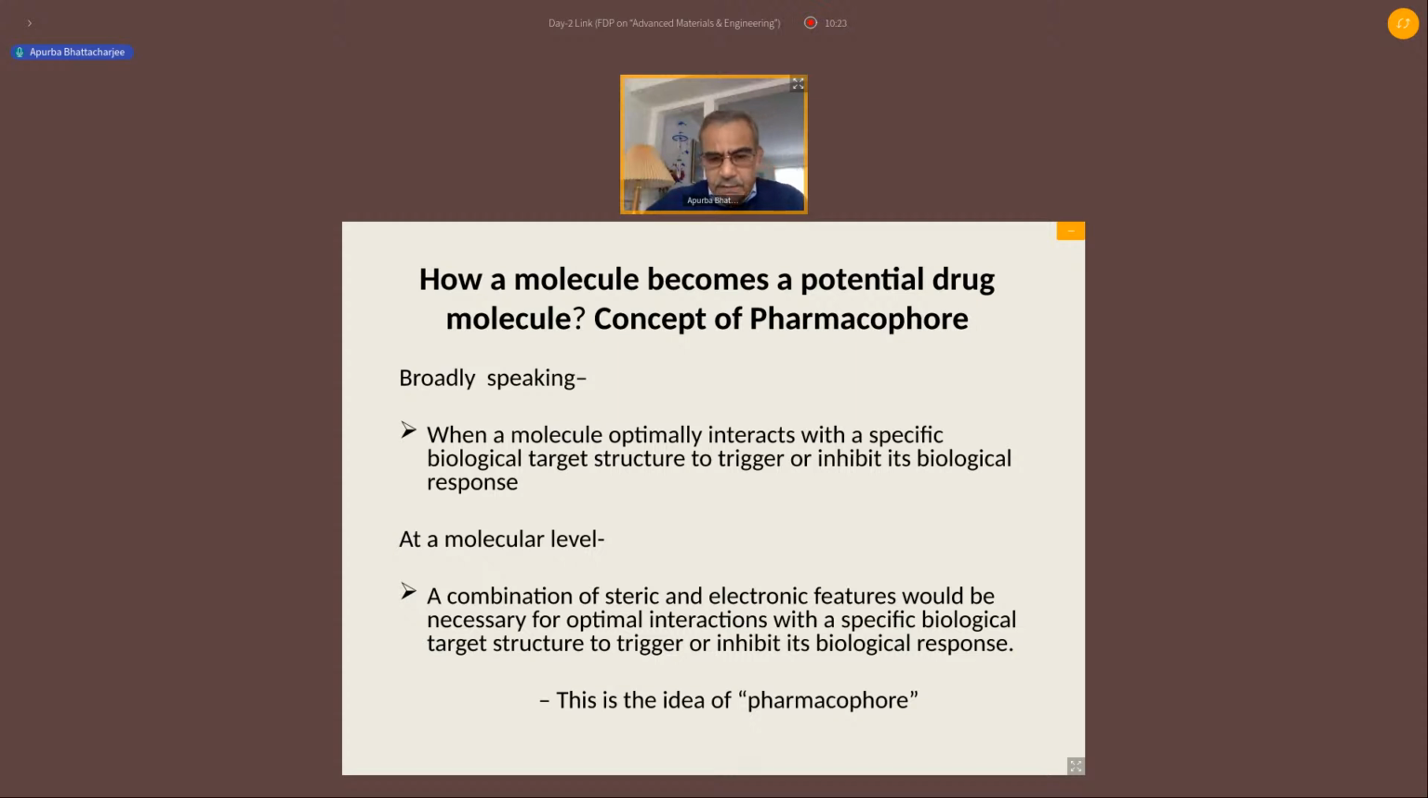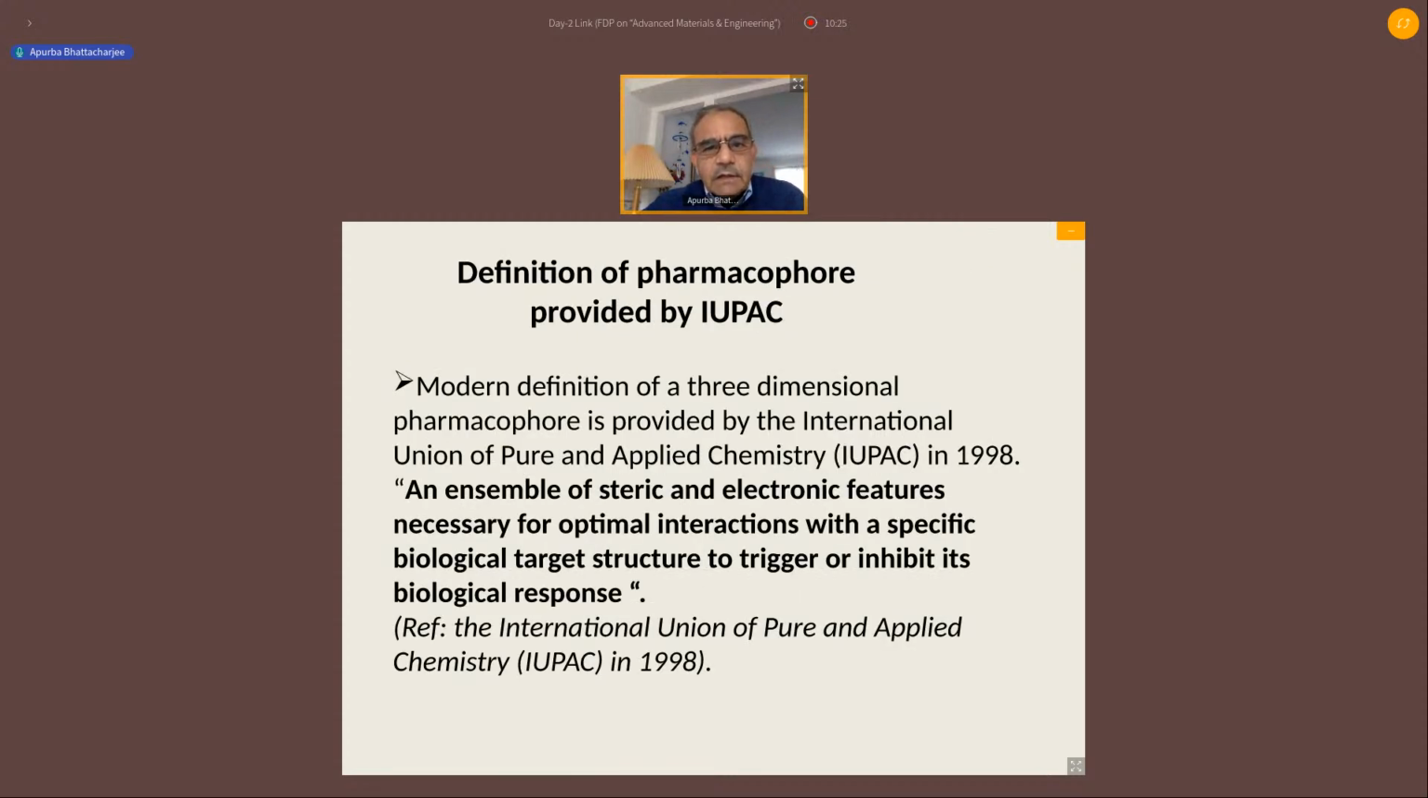The next slide. Yes, this is the definition provided by IUPAC about the pharmacophore in 1998. It is an ensemble of steric and electronic features necessary for optimal interaction with a specific biological target structure to trigger or inhibit its biological response. This was published in 1998, so it is still a valid definition. There are certain modifications made over the years, and I will show later how we can apply this, which is the next stage.